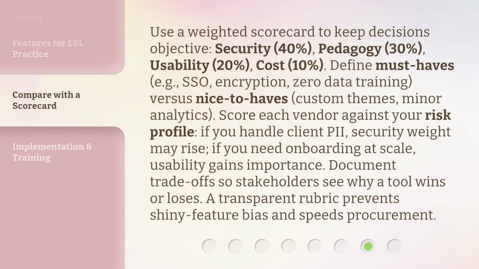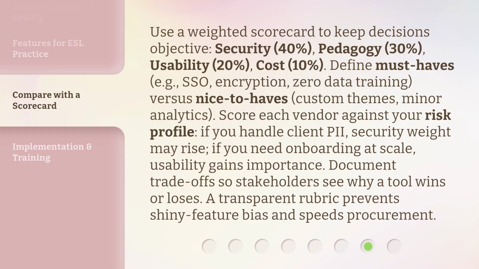Use a weighted scorecard to keep decisions objective. Security, 40%. Pedagogy, 30%. Usability, 20%. Cost, 10%. Define must-haves, e.g., SSO, encryption, zero data training, versus nice-to-haves, custom themes, minor analytics.